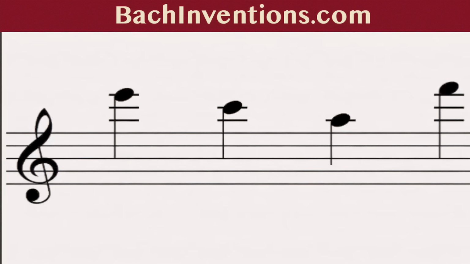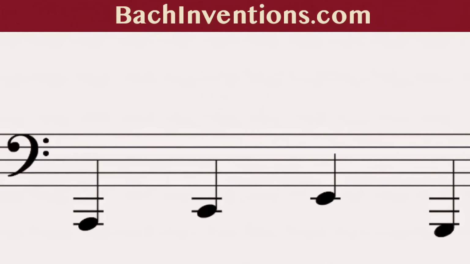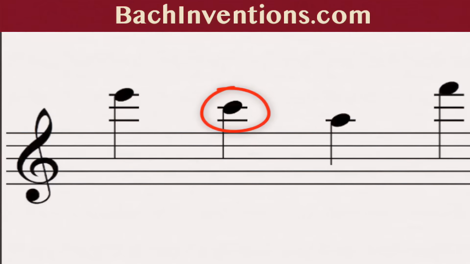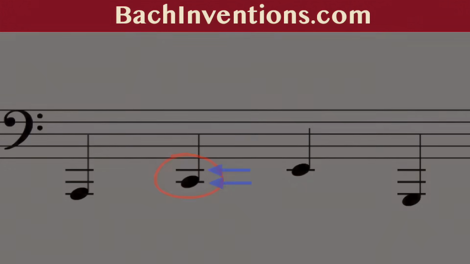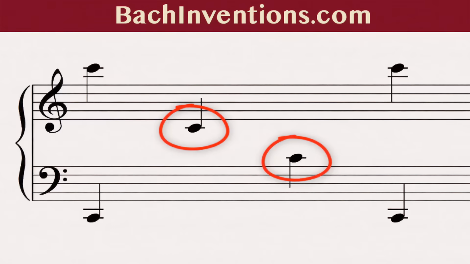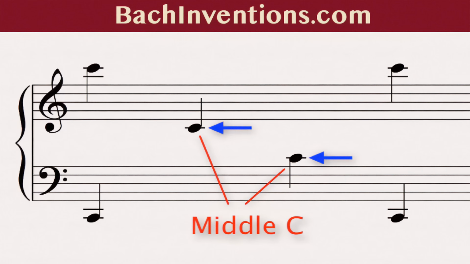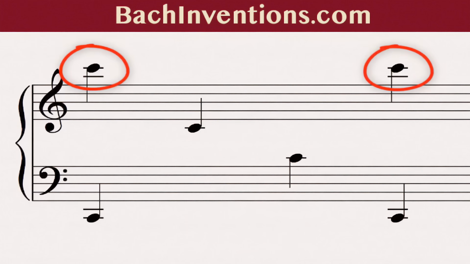Above the treble clef and below the bass clef. Notice that the C above the treble clef has 2 ledger lines. The C below the bass clef also has 2 ledger lines. Middle C, which is in between the bass and treble clef, only has 1 ledger line. So don't confuse this with middle C. These are only the C's above the treble clef staff and below the bass clef staff.